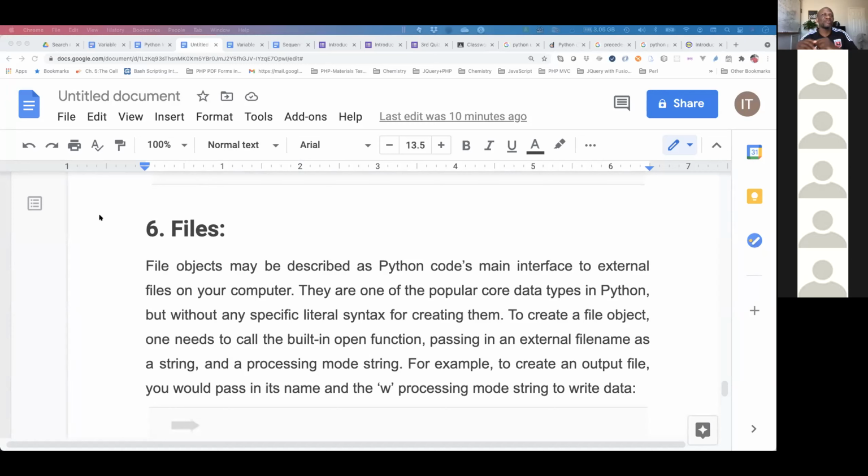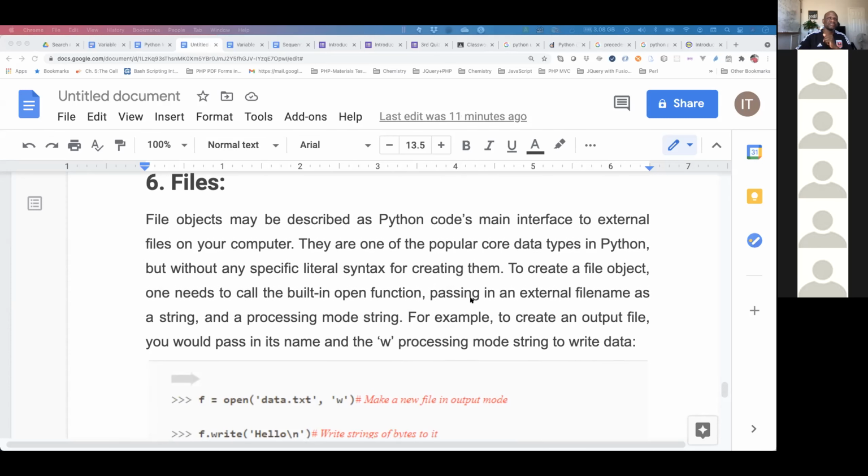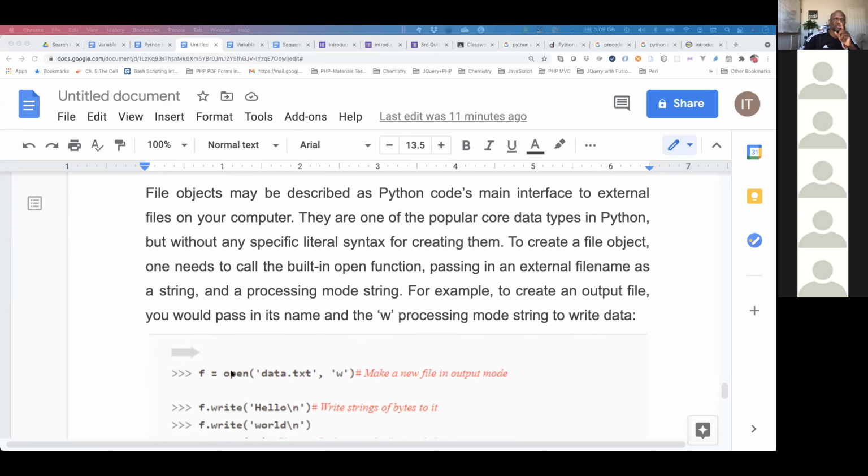Now, we call file objects may be described as Python's code main interface to external files on your computer. They are one of the popular core data types in Python, but without any specific literal syntax for creating them. Okay? To create a file object, one needs to call the built-in function. So we'll also talk about that really shortly here. The built-in function, we call it open. You cannot write or read from a file until you open it first. Okay, so to create a file object, one needs to call the built-in open function, this one right here.